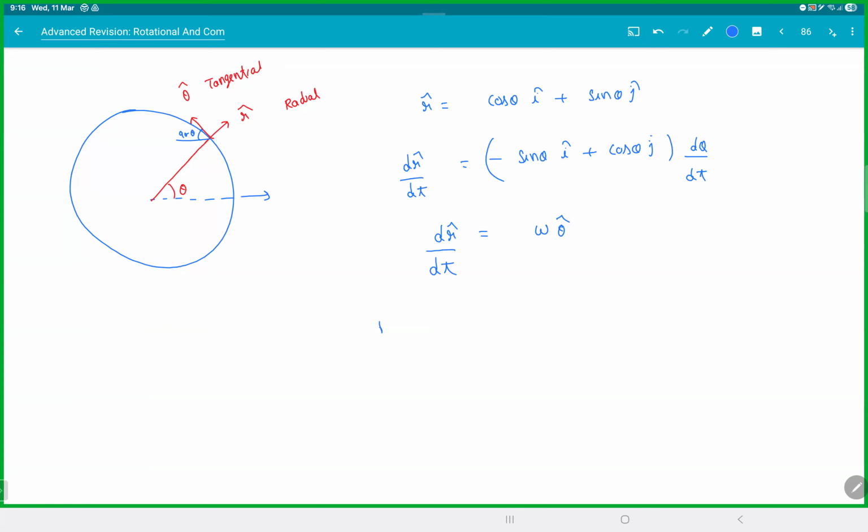What if I differentiate theta cap? Theta cap is minus sine theta i cap plus cos theta j cap. If you differentiate this, d theta cap by dt, you end up with minus omega r cap. So every time you differentiate this unit vector, it keeps rotating by 90 degrees and gets multiplied by omega. Clear with this? This is the first thing we need to know. Unit vectors, when you differentiate, they rotate by 90, polar coordinates basically.